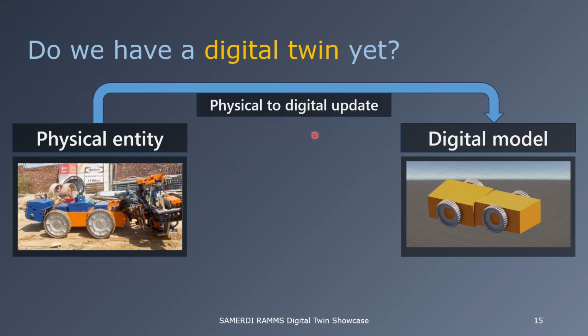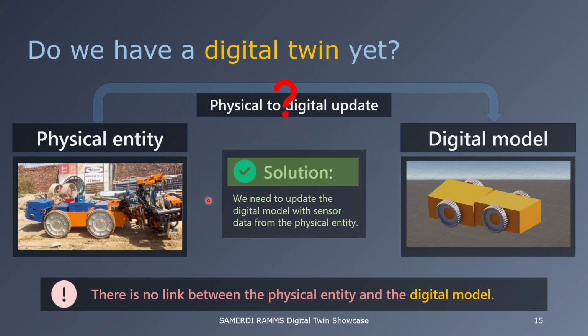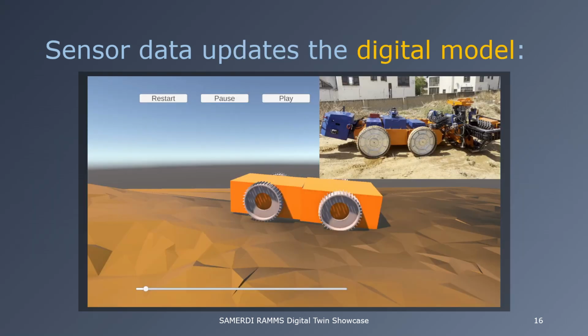Do we have a physical to digital updating process? Does a change in our physical entity reflect in the digital model? Well, the answer is no. So there's no link between our physical entity and the digital model at the moment. We've only calibrated our digital model, but there's no link keeping this model updated continually. So the solution is to update this digital model with data from our physical entity.